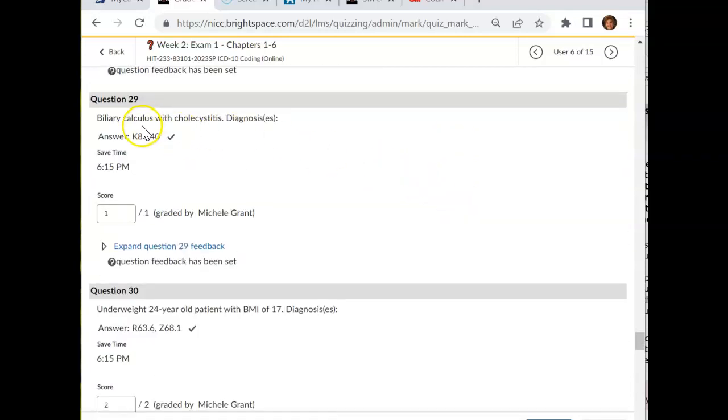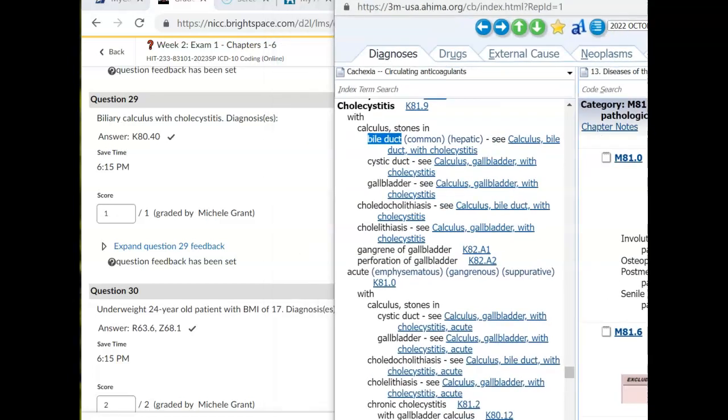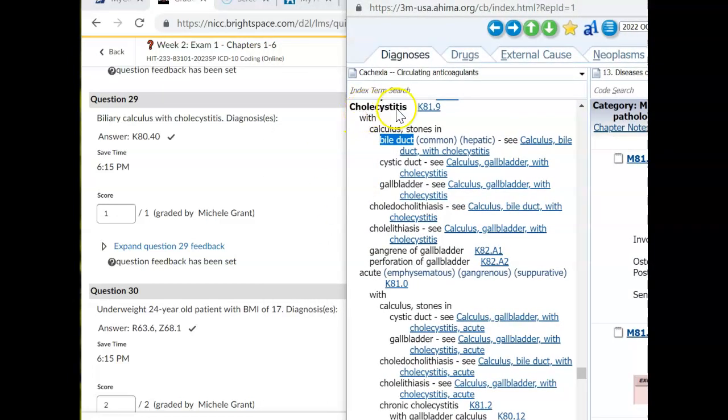Okay, biliary calculus with cholecystitis. This one's a little tricky. So with this one, if I go to cholecystitis, with calculus, stones, and right here the bile duct, so I have calculus, bile duct with cholecystitis. This is going to cover everything.